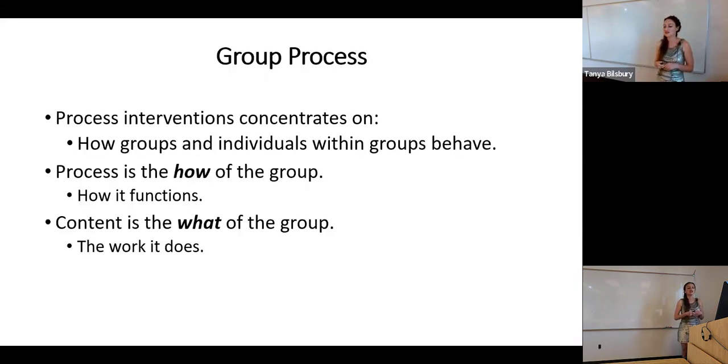Process interventions focus on the way group members behave, on group function, on group dynamics. It doesn't focus on content. Group content refers to the work that the group is doing. That's not what this is about.